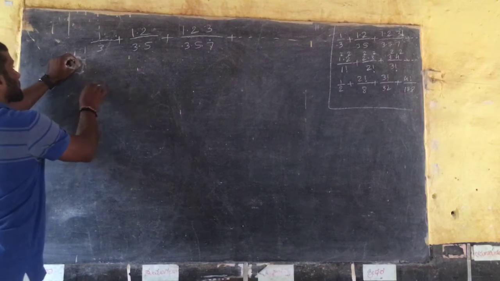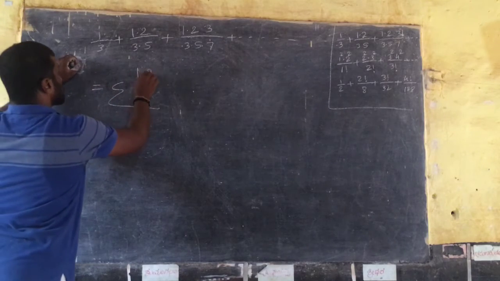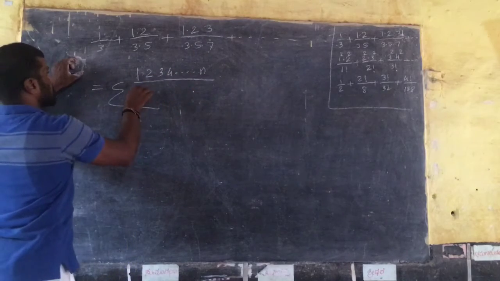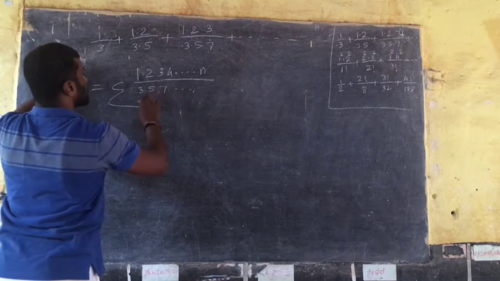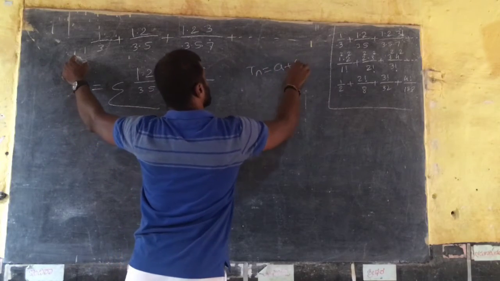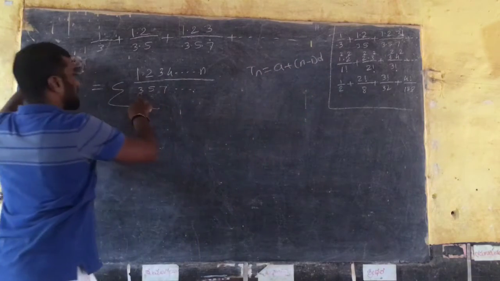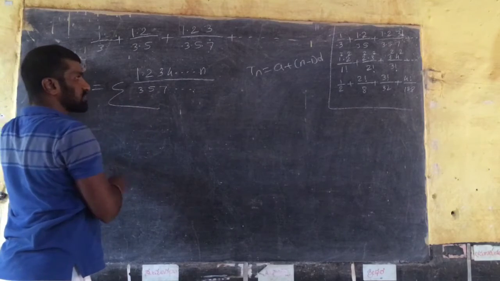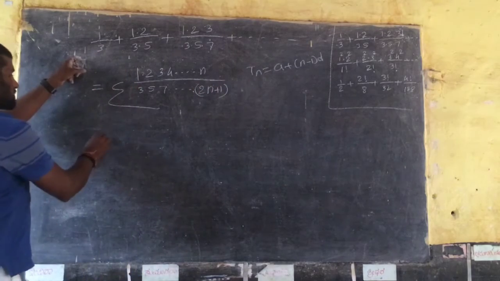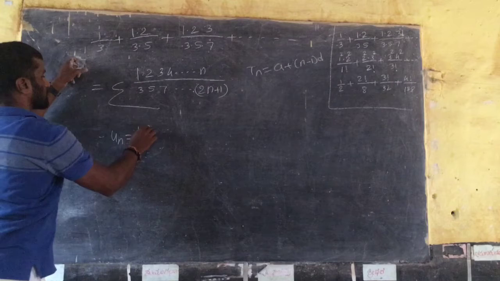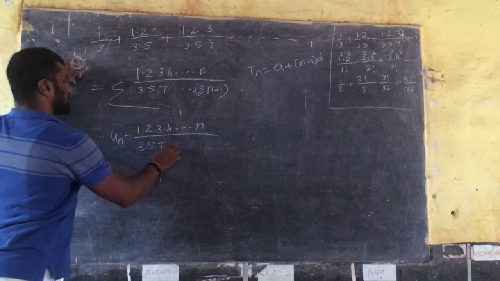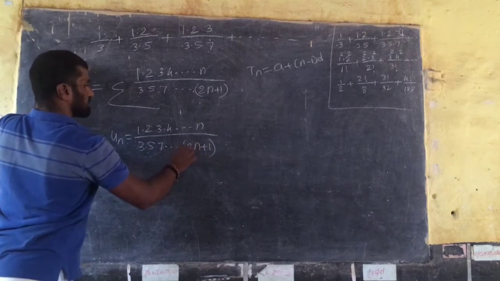So I can write it like this. It is a summation of 1 into 2 into 3 into 4 into so on up to the nth term, divided by 3 into 5 into 7 into so on up to. By using the nth term formula, T_n is equal to a plus n minus 1 into d. If we simplify, a is equal to 3, common difference d is equal to 2, and its nth term is 2n plus 1. Apply this. So therefore u_n is 1 into 2 into 3 into 4 so on up to n divided by 3 into 5 into 7 into 2n plus 1, isn't it?